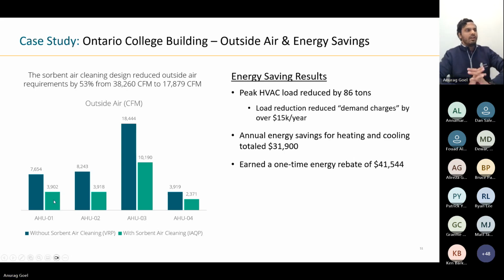So the total cooling load reduced by about 86 tons, and there was about $15,000 of savings annually in energy costs. A lot of those savings are coming from reduced capacity charges for the electrical system because we're saving energy here, or we're reducing load here during peak summer times. And as a result of that, this project also earned about $40,000 in utility incentives.